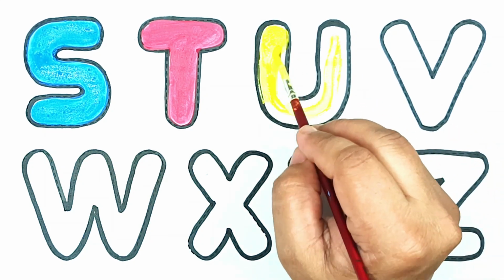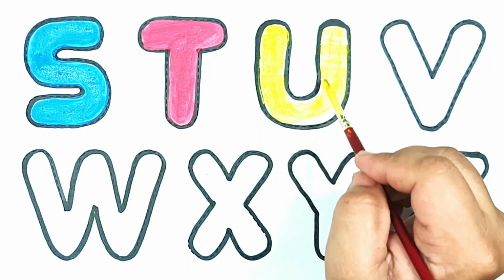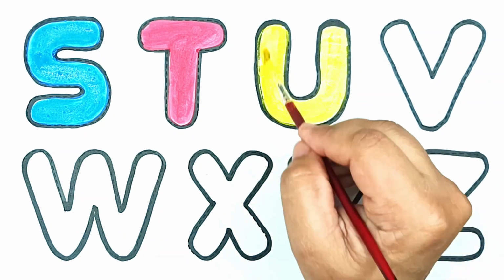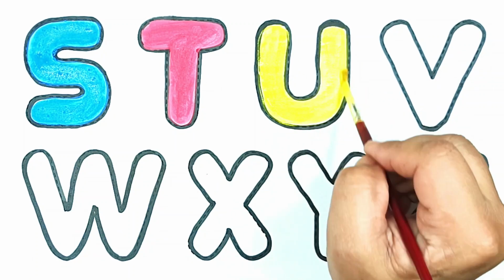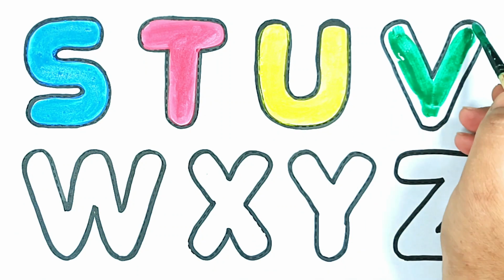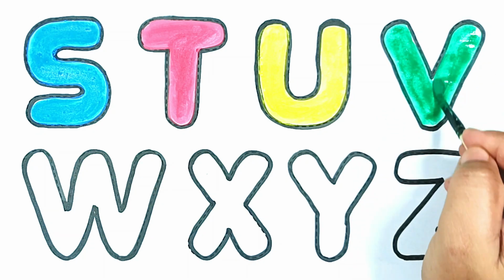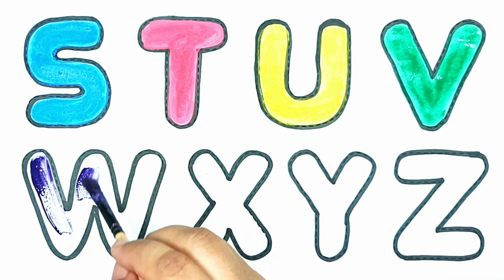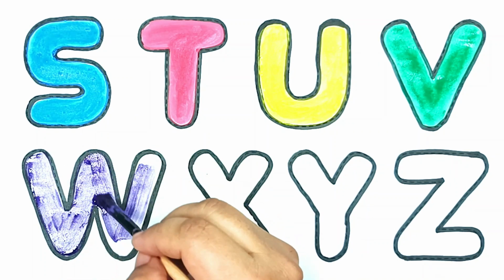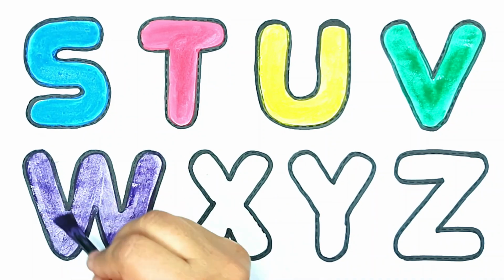U for umbrella. U for unicorn. U is for uncle, he's thin as a bean. V for vacuum. V for violin. V is for vacuum, that keeps the house clean. W for whale. W for watch. W is for wishes, you make every day.